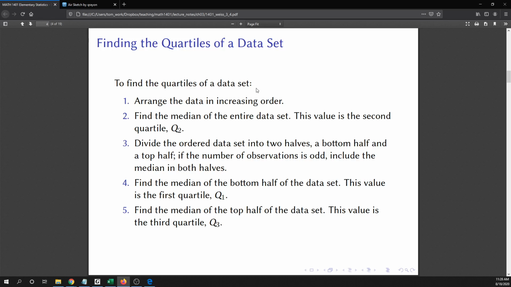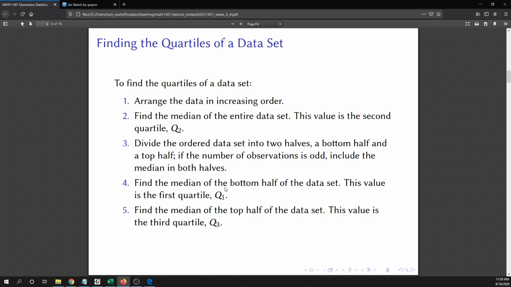Okay, so what we want to be able to do is to find the quartiles of a data set. To find the quartiles of the data set, the first 2 steps are just finding the median. So remember, to find the median, you arrange the data set in increasing order and then find the median, just like we did in the previous lesson. Once you find the median, then you divide the ordered data set into 2 halves, a bottom half and a top half. If the number of observations is odd, then you include the median in both halves. That's how our textbook is doing it, so that's the way we will do it.